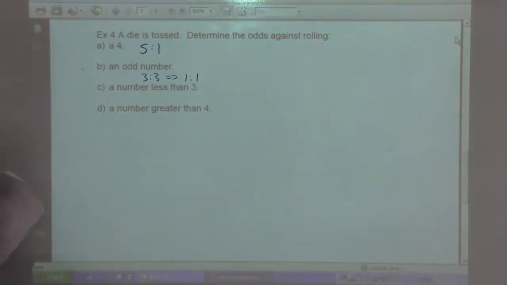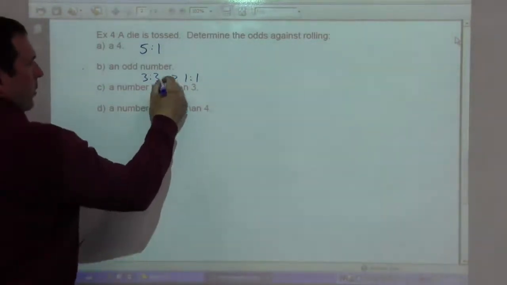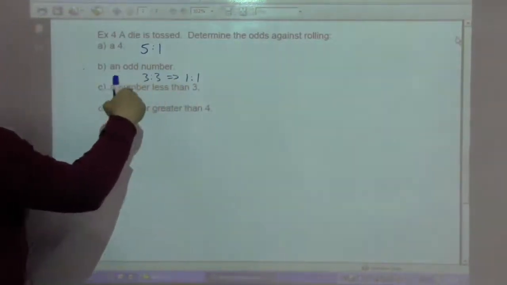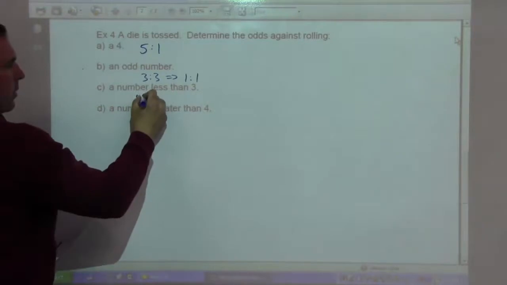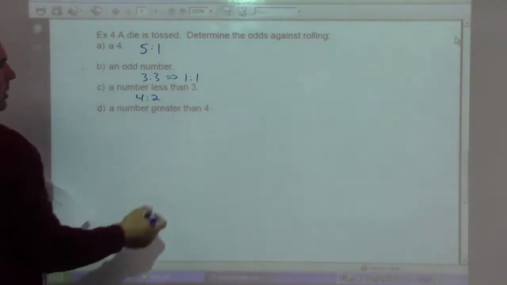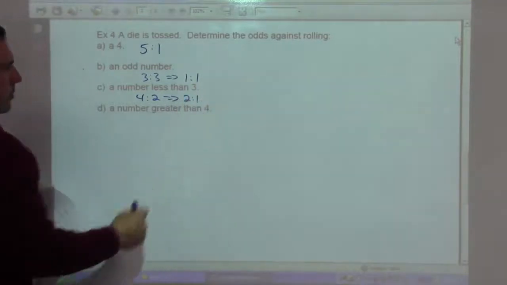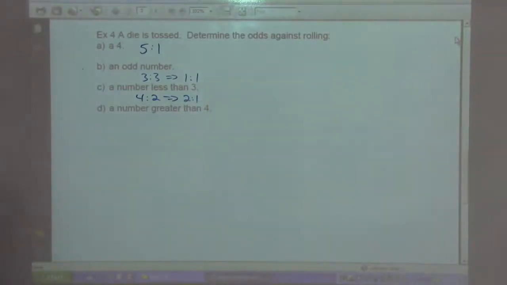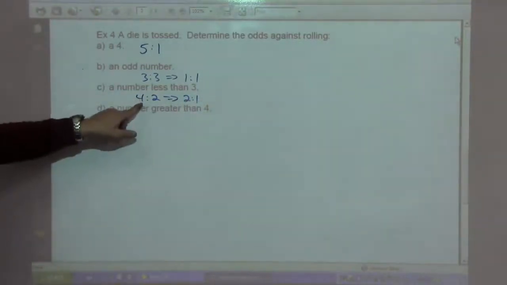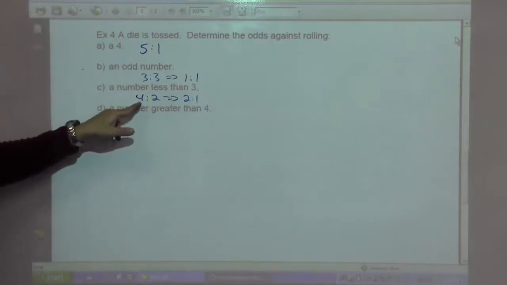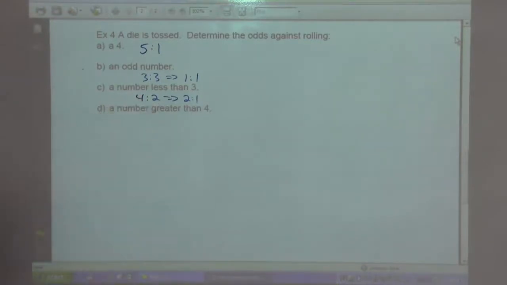The odds against rolling a number less than 3: there are 4 things that are not less than 3. There are 2 things that are less than 3. So that's 2 to 1. So again, there's 3, 4, 5, 6 that are not less than 3 because we're going against a number less than 3. So 4 things are not less than 3, 2 things that are less than 3.